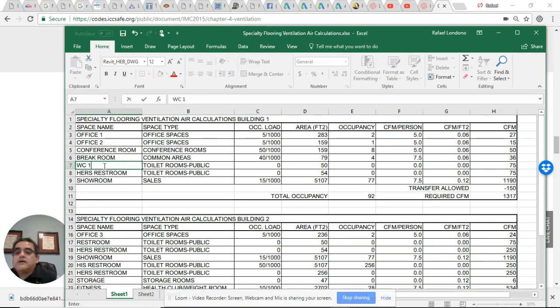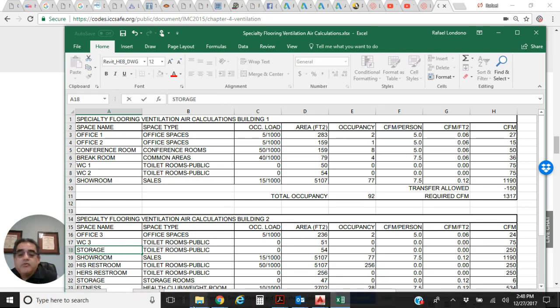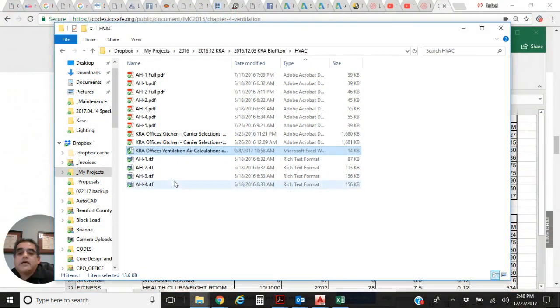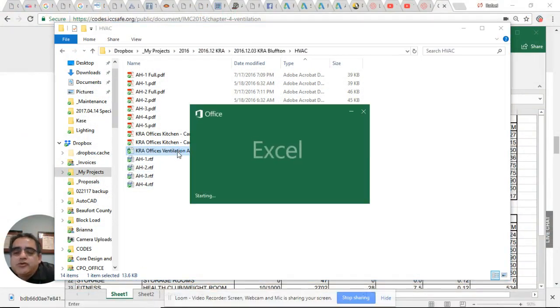Water closet 1, water closet 2, and then water closet 3. The area, all we gotta do is change the area. The area on this one is 51. It's insignificant because we're really counting the number of fixtures, 1 fixture, 75 per fixture. Then there's no hers restroom. I'm gonna change it to the storage. So there's a storage room in there. Let's see. I'm gonna go back to that KRA ventilation air calculations. I think there was a storage room in there.